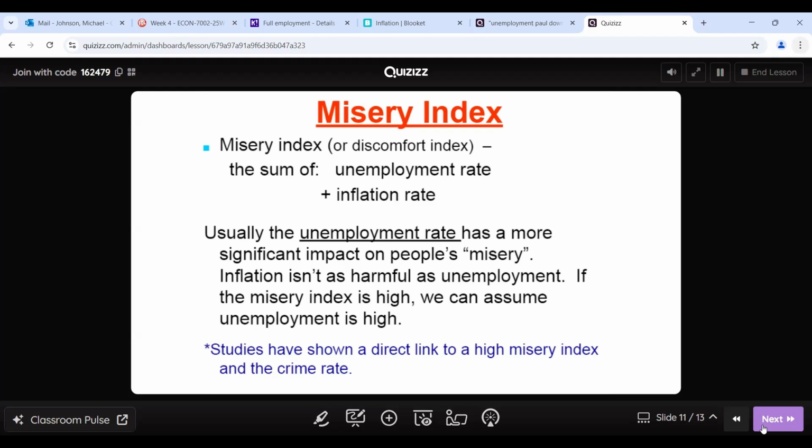So if we have a high misery index, which is the unemployment rate plus the inflation rate, that's going to have a very high correlation with a higher crime rate. So we want the inflation rate to be low and the unemployment rate to be low to keep society civil without much crime.